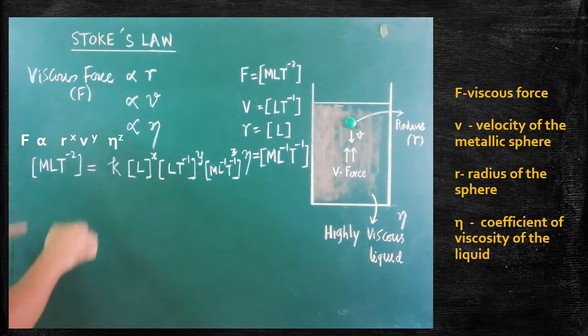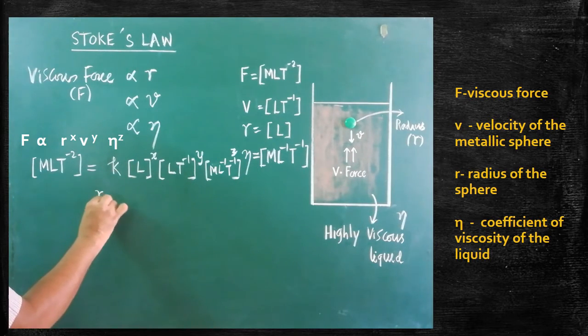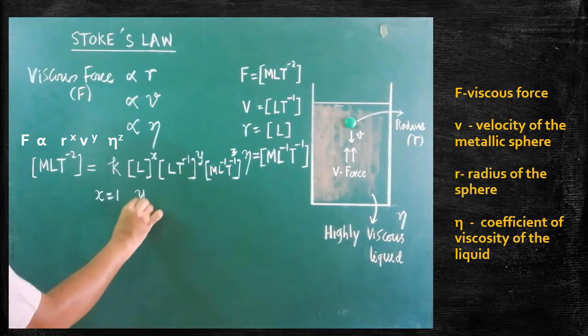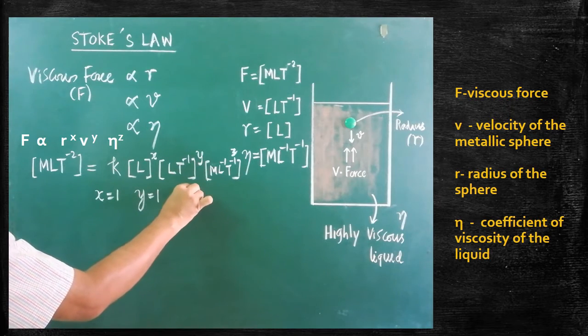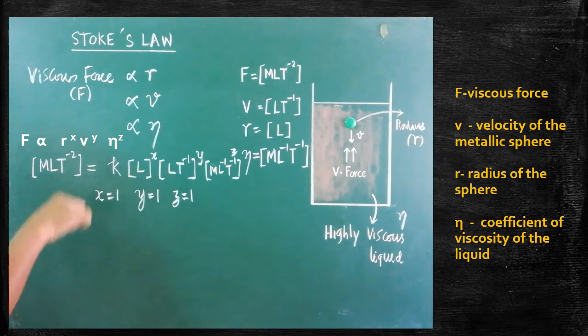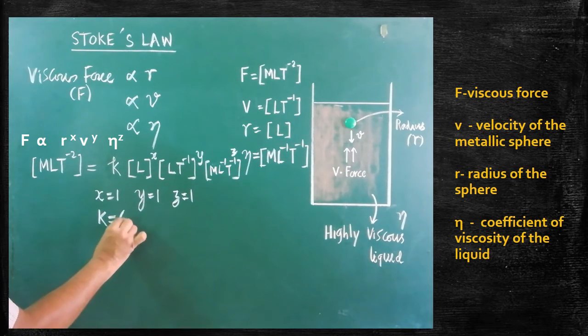Now after solving for the values of x, y and z, you will get x equal to 1, y equal to 1, and finally z also equal to 1. Substitute all the factors. Finally, we have to introduce a constant k. The value of the constant is 6 pi.